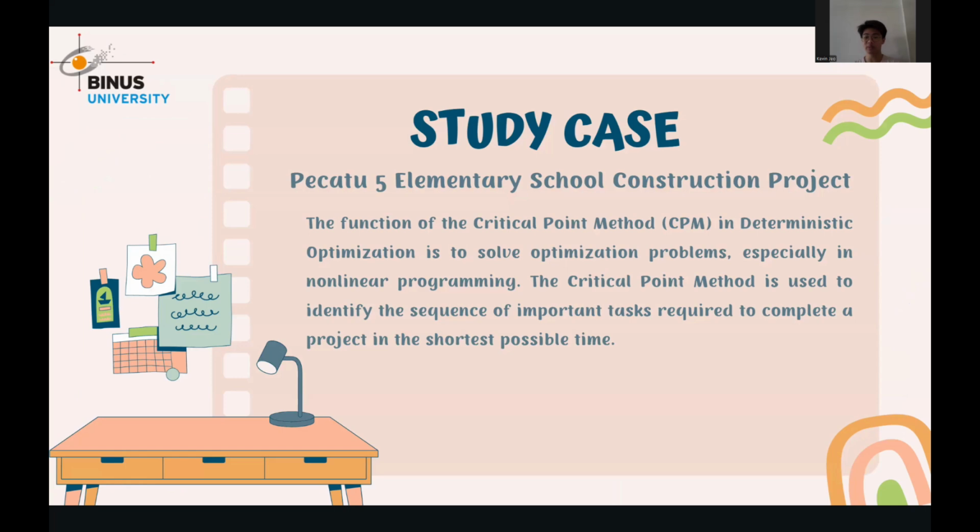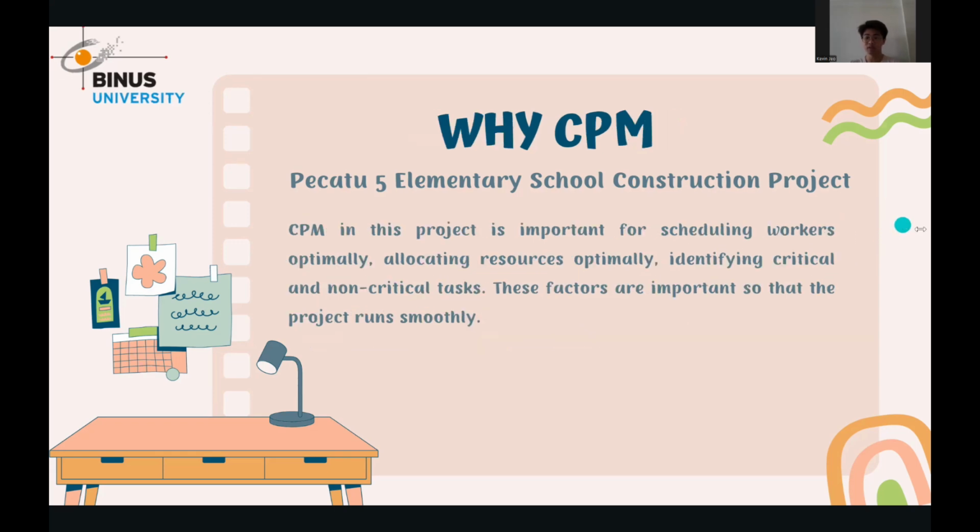The function of the critical path method in deterministic optimization is to solve optimization problems, especially in nonlinear programming. The critical path method is used to identify the sequence of important tasks required to complete a project in the shortest possible time. So why do we use CPM in this case? Because it is important for scheduling workers optimally, allocating resources optimally, and identifying critical and non-critical tasks. These three factors are important so that the project runs smoothly.